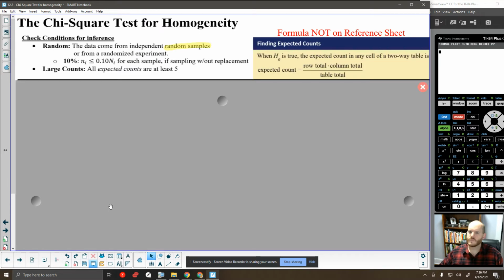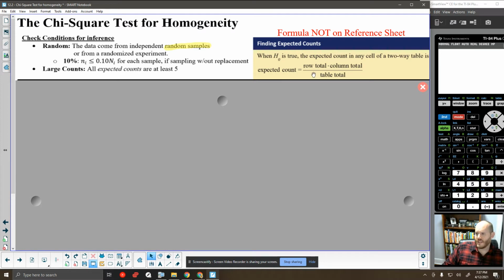Okey-dokes. So the chi-square test for homogeneity looks very similar in terms of conditions to the chi-square goodness of fit test that we've already studied. Again, I want things to come from random samples or from a randomized experiment. If I'm sampling without replacement, I need each sample to be less than 10% of the population. And then I have my large counts condition, which is all of the expected counts need to be at least 5. The thing that differs is where the expected counts come from.